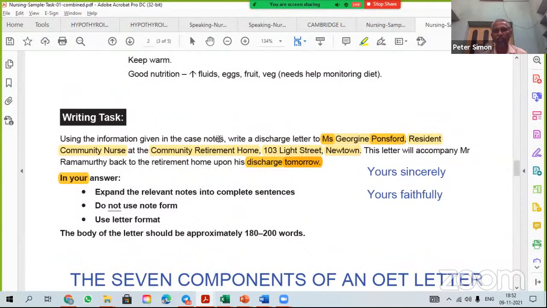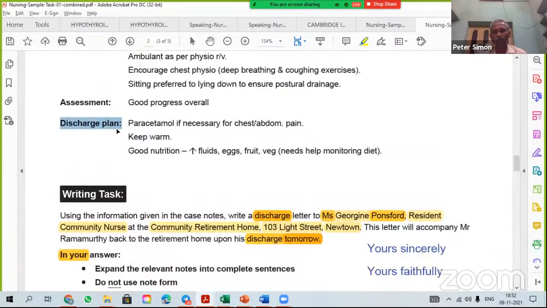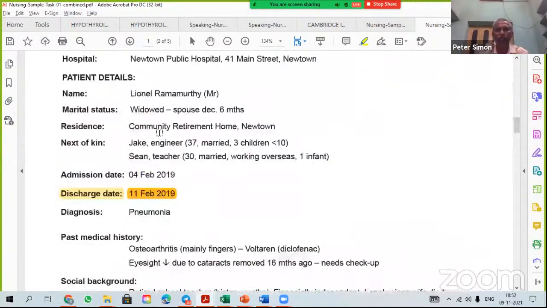So this is a discharge letter. Try to understand that this is a discharge letter. Even if it is not stated, here you will get a discharge plan. So anywhere he may indirectly tell you that this is a discharge letter. So write a discharge letter. If it doesn't say so here, here it is there, discharge plan. Remember that one.